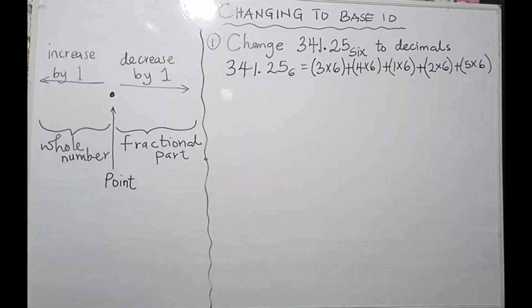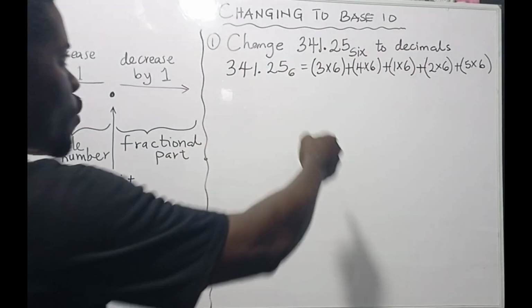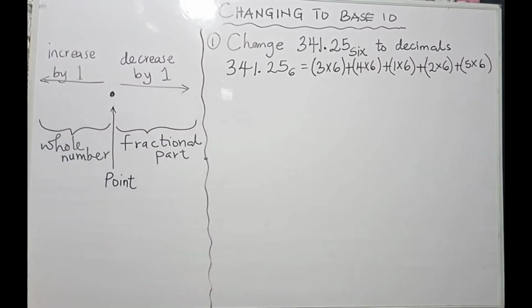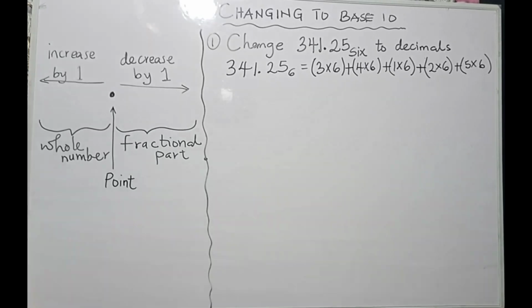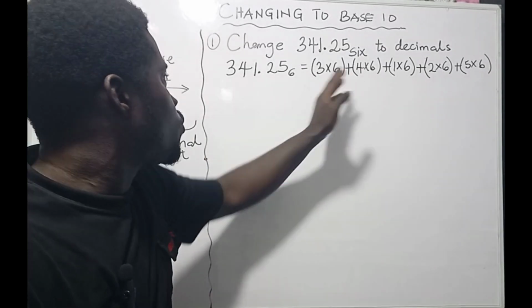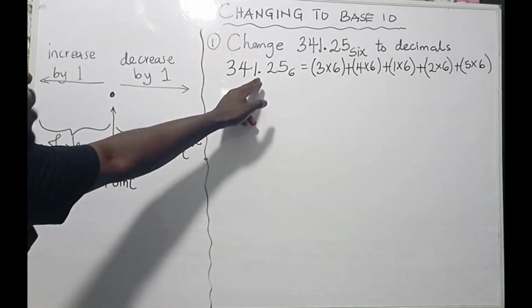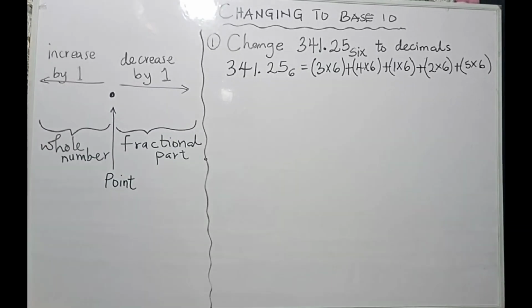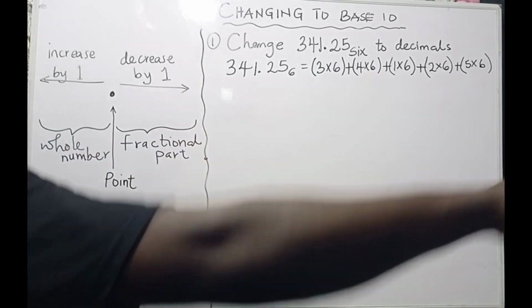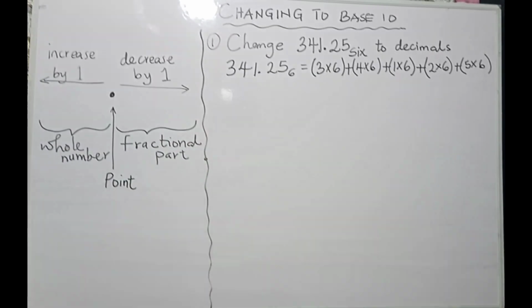So, moving to the right of this point, we will decrease the power by 1. And moving to the left of this point, we will increase the power by 1. So we decrease by 1 to the right and we increase by 1 to the left, starting with 0.